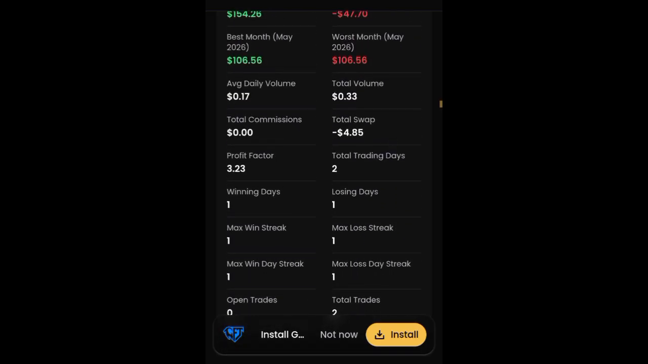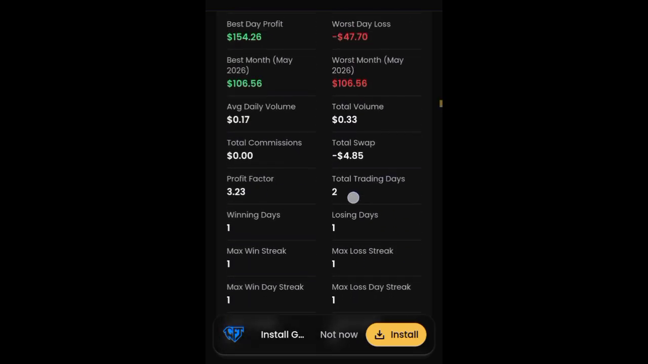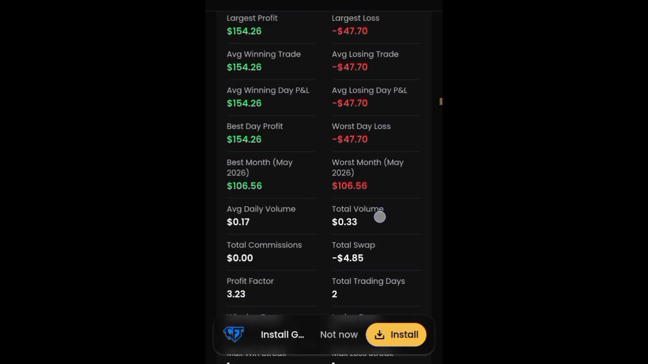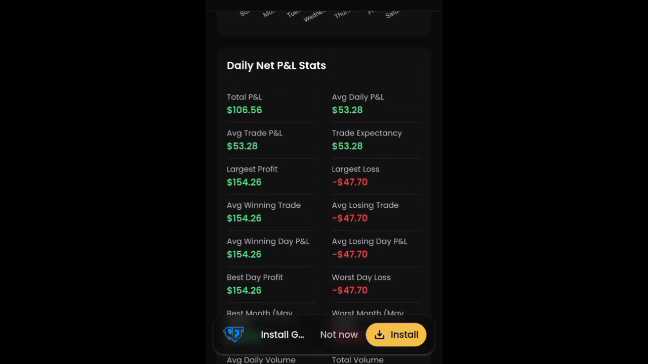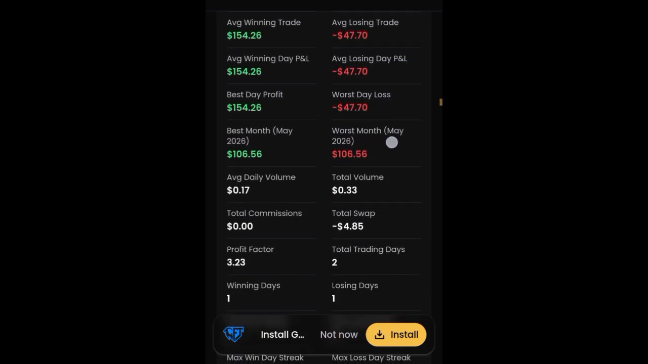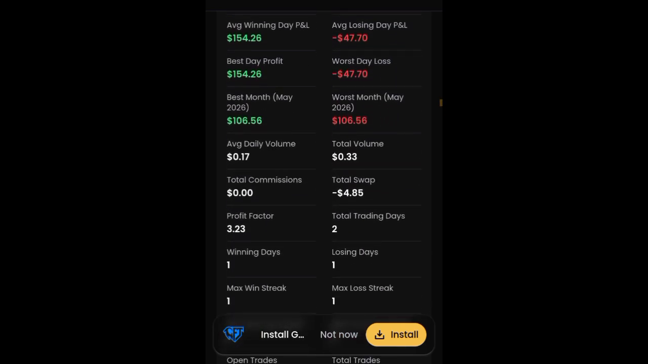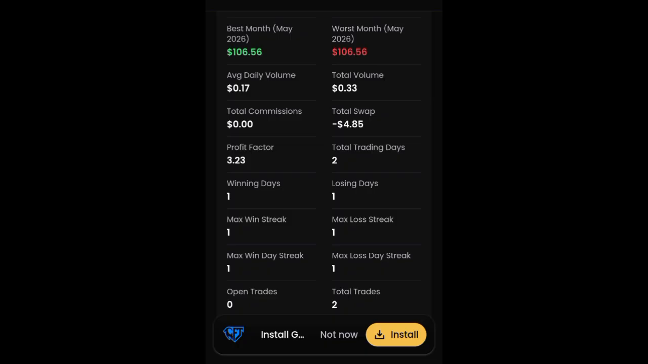So this is my profit factor. Trade expectancy also is very high, 53. So basically that's it. Now let me explain the reason why I think this loss happened.